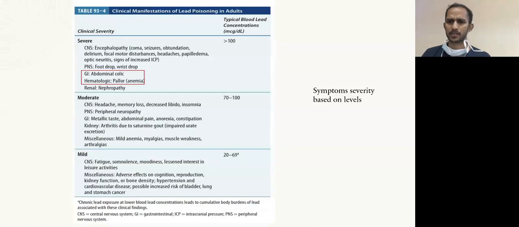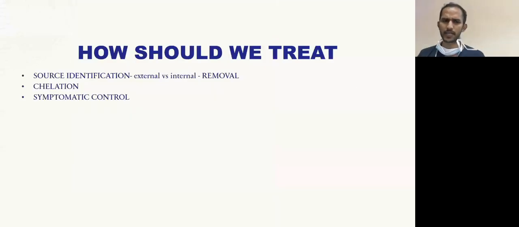How do we assess the severity for a patient? He came with abdominal colic and he had anemia, so this falls under the severe category of lead poisoning, and his level was 73.5. Based on the other symptoms we can classify it into mild, moderate, and severe, and this is a severe form. So how should we treat it?